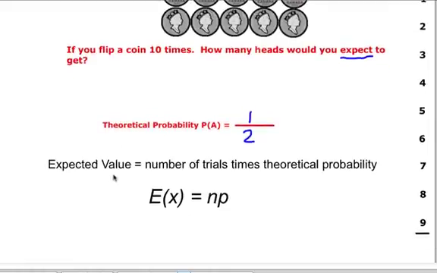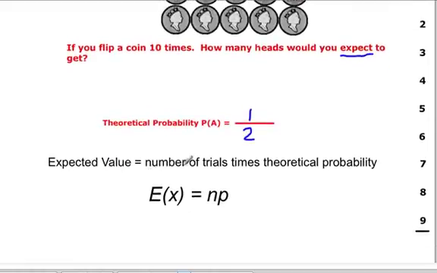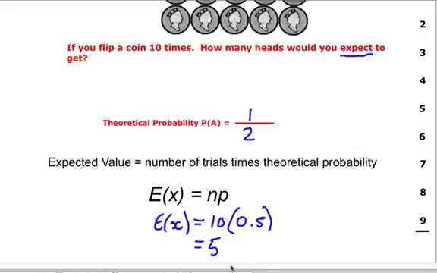we're going to calculate the expected value, or the expected number of heads. It would be the number of trials, n, times the theoretical probability of that event. So the expected value here is going to be 10 trials times 0.5, which is 1/2 or 50%. So the expected value is 5.